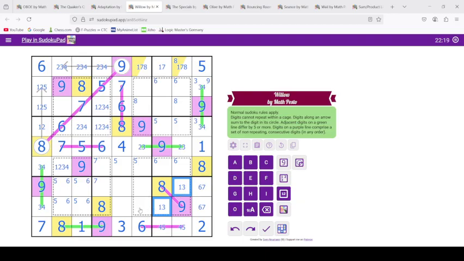And so. The rest of the digits in this cage are 2, 4, 5, 6, and 7. This cannot be 4 or 6. Could be 2, 5, or 7. The rest of the digits over here are 1, 2, and 5.